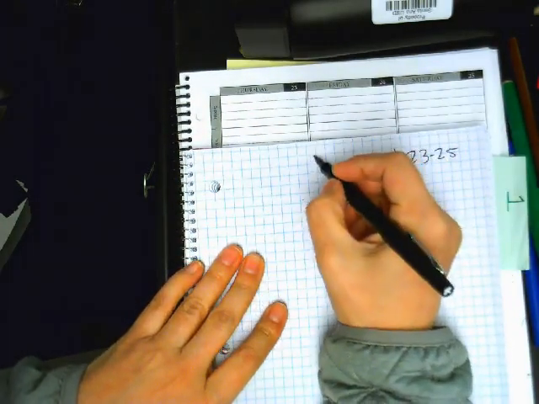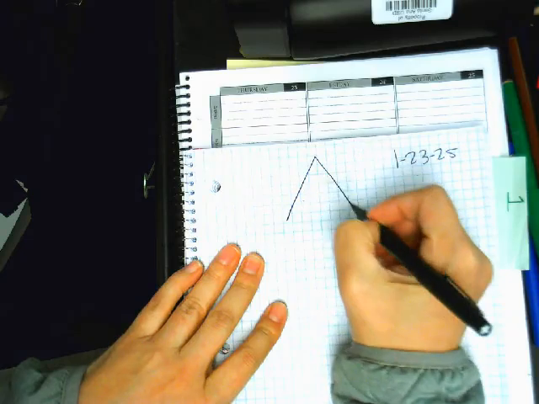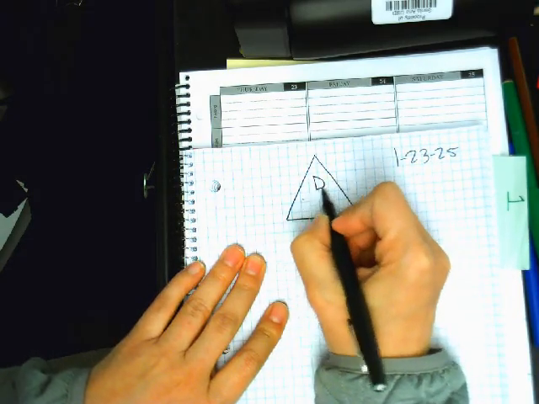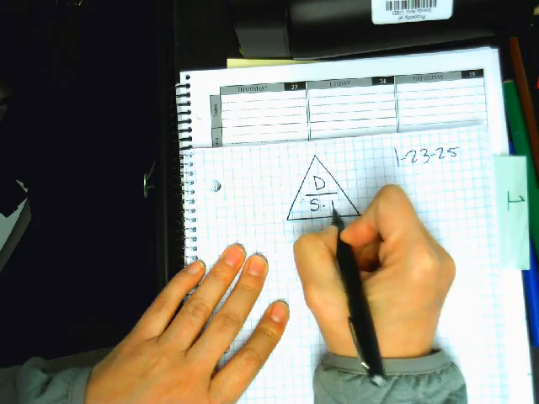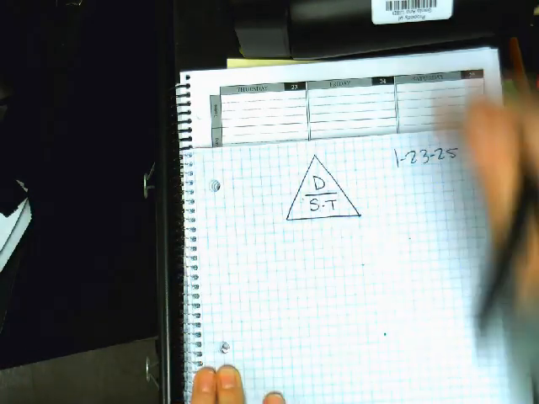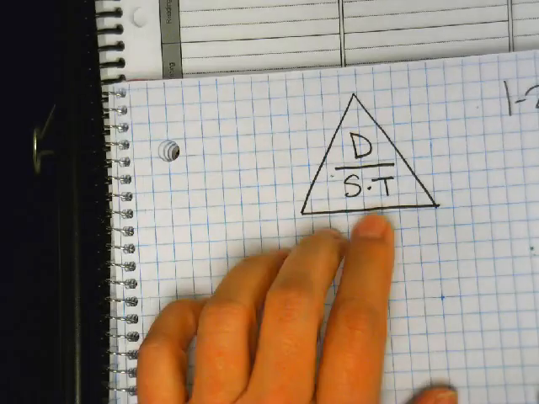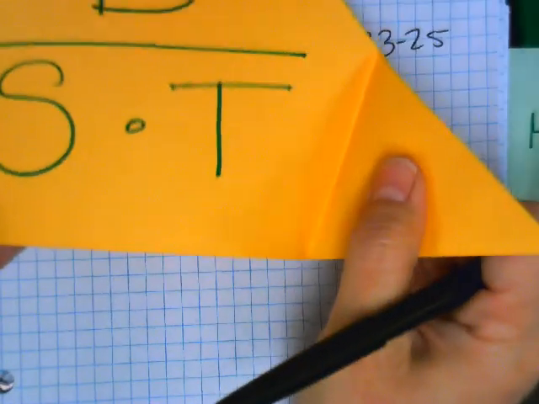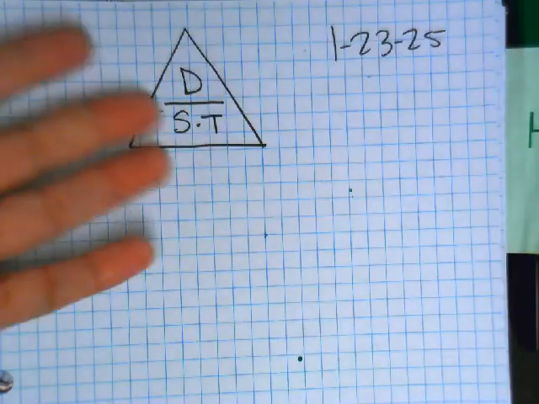So in our triangle, our Dorito Man, round 2, we have distance divided by speed times time, right? So when you're taking your test, you can always write this down on your test so you have it there. When you're taking your state test, you can't have this with you, but you can certainly draw it and have it there.